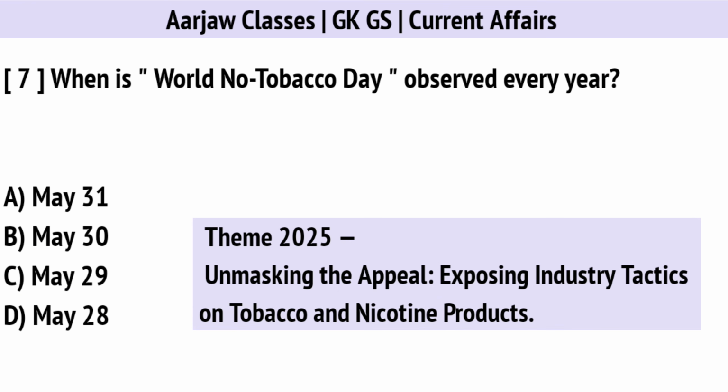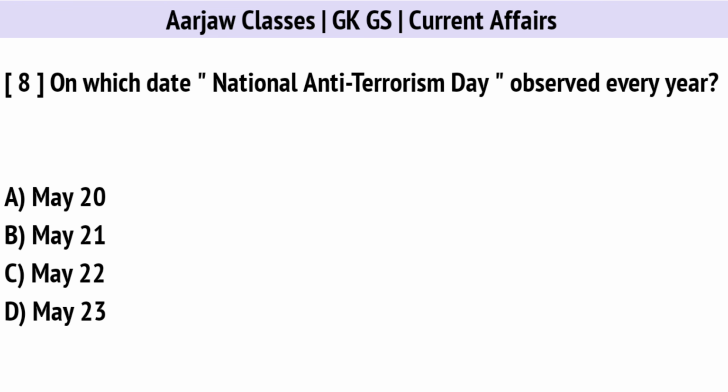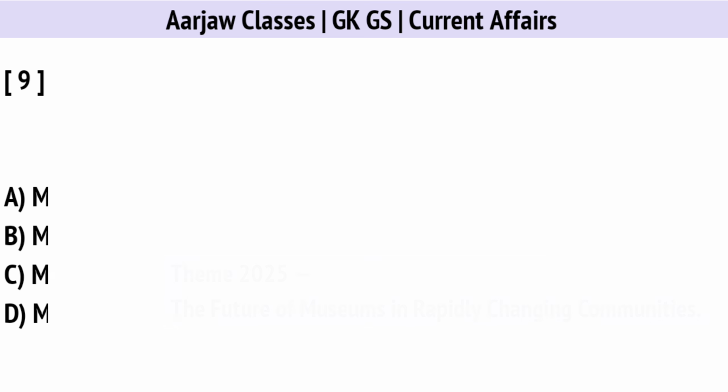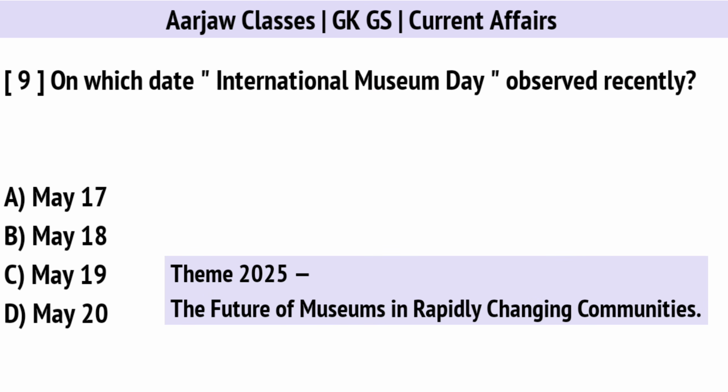When is World No Tobacco Day observed every year? Correct option is A. On 31st May. On which date National Anti-Terrorism Day observed every year? Correct option is B. 21st May. On which date International Museum Day observed recently? Correct option is B. 18th May.